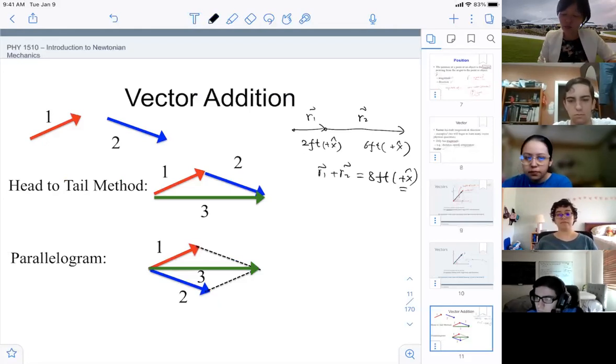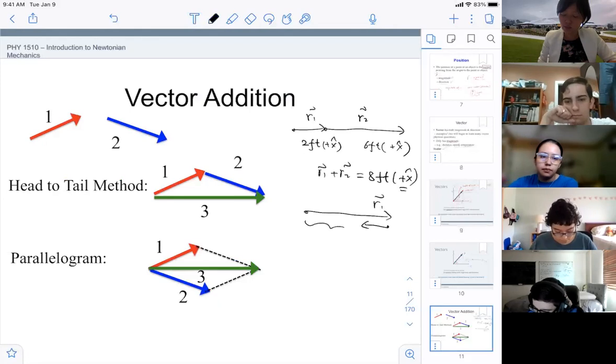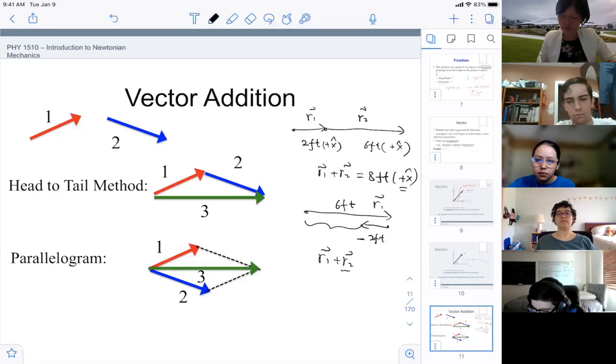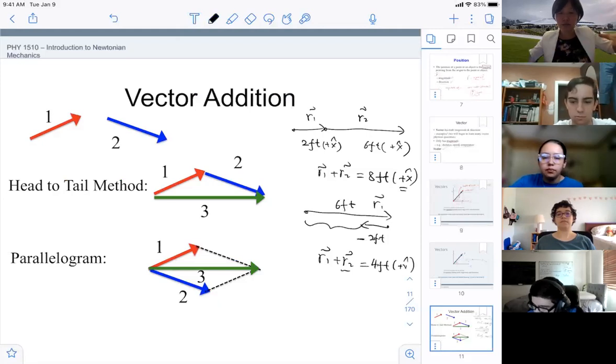And when they're in opposite directions, it's also easy. Let's say you have one in this way, and then you have one opposite. Let's say this is 6, and this is 2 in the negative direction. The total will be R1 plus R2. R2 is negative, so it is 4 positive x. So we know how to do that when they're in the same dimension. However, sometimes vectors point in all kinds of different directions. How do you add them up?